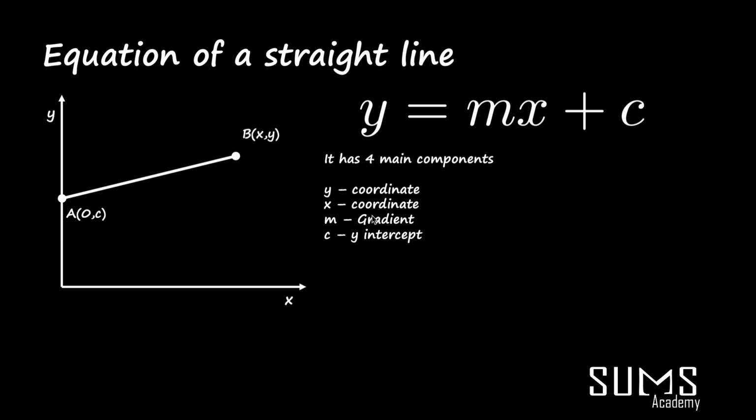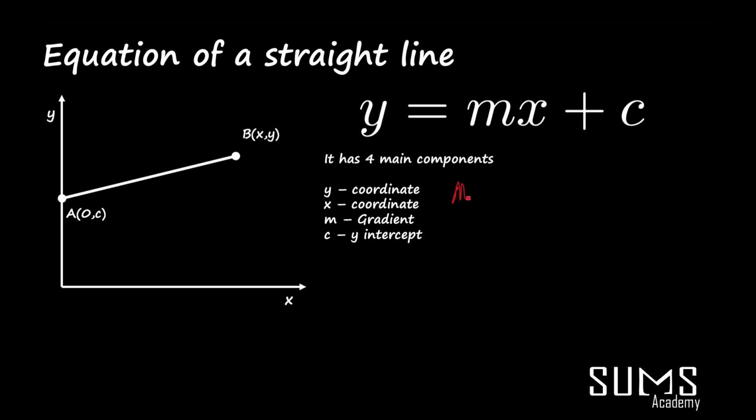It has this form of y equals mx plus c, and it has these four components: the x and y coordinate, the gradient m, and this point here, the y-intercept, which I call c. Sometimes people call it b, but I just refer to it as c. I'm going to show you how you would derive this equation just from first principles.